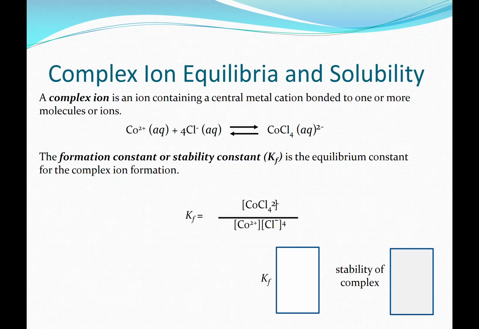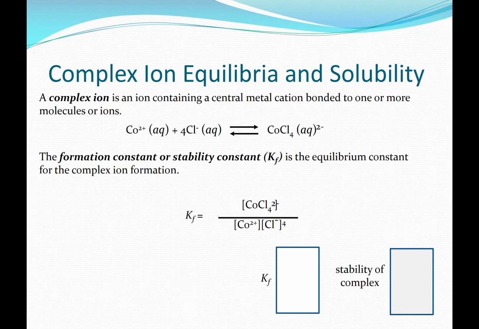For this particular reaction, we would have the concentration of that complex ion over the concentration of our cobalt and the concentration of the chloride raised to the 4th power. And again, those powers are just coming from our stoichiometric coefficients. You're always going to have a 1 in front of the thing that you're forming because this is a formation reaction.